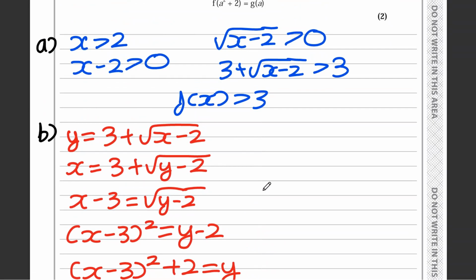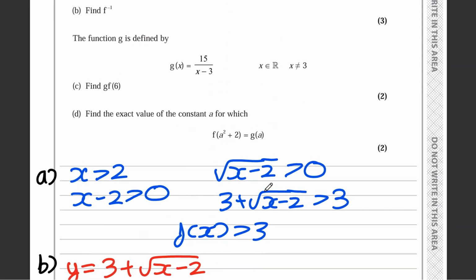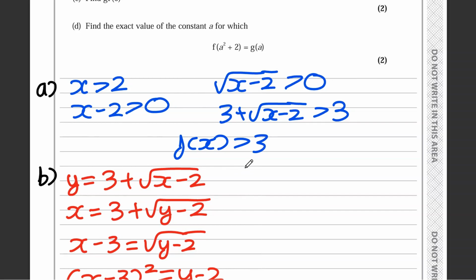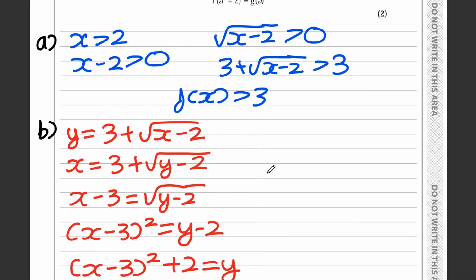And if you remember, a property of inverse functions compared to their non-inverse functions is the domain and the range swaps around. So the range of f of x will now be the domain of the inverse of f of x. And we figured out in part A that the range of f of x is where it's bigger than 3. So now this is the domain of the inverse.